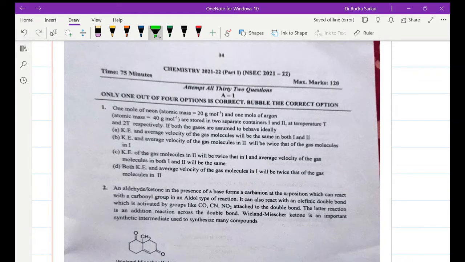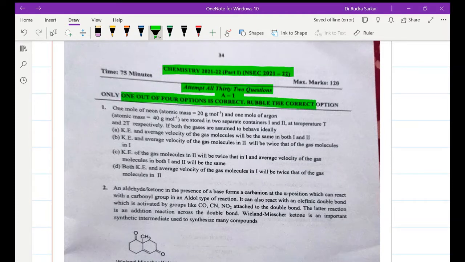Today we are solving the chemistry 2021-22 NSEC paper. We have to attempt 30 questions over here, part 1, A1, out of which only one of the options is correct, and we have to bubble out the correct option.